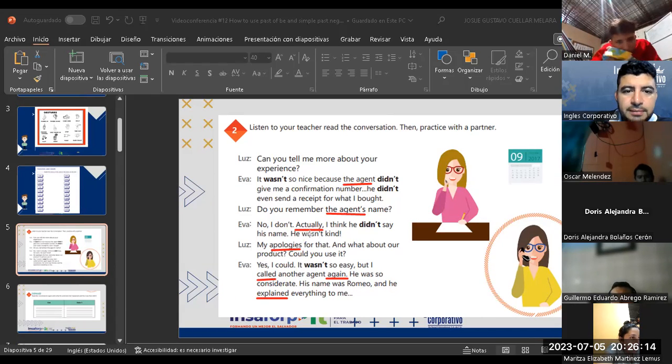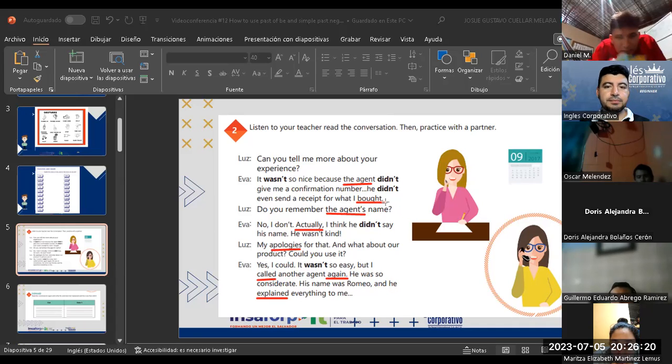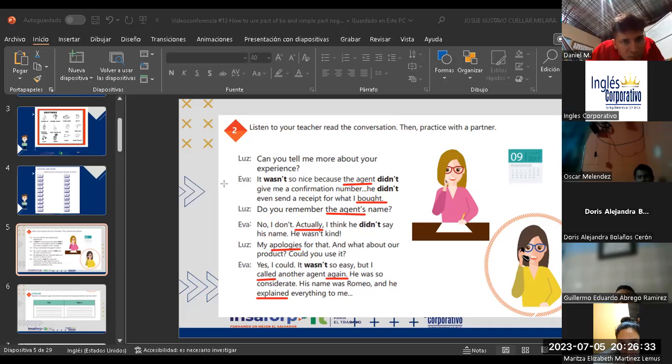And that's it, okay? We have irregular verbs. Tenemos verbos irregulares, like bought. La clave de acá es el didn't. Didn't es como el don't, para decir don't, pero en pasado, okay? So we're going to have some practice.